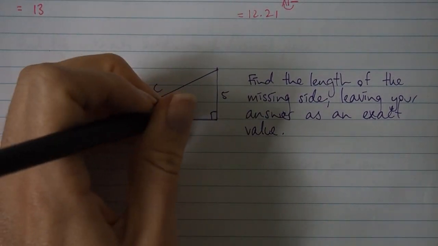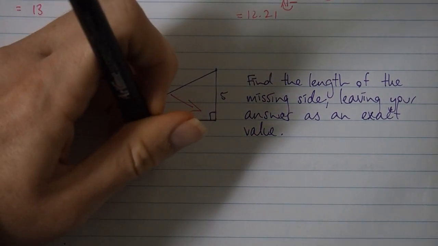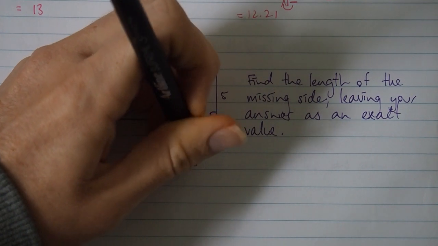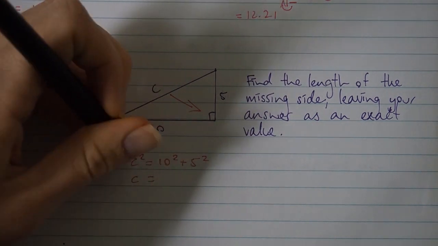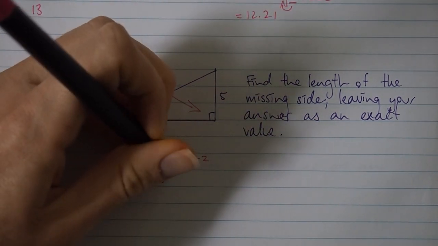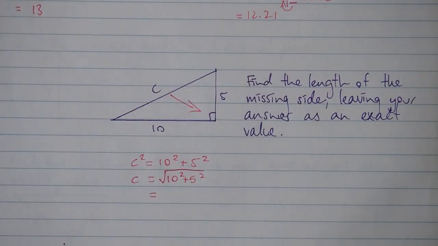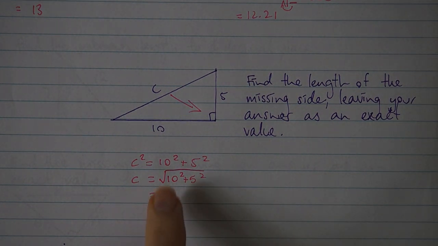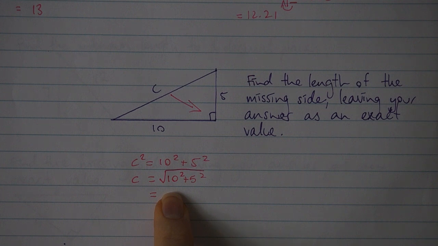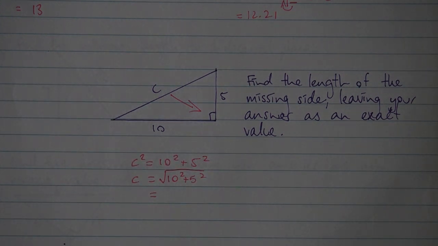So we'll write out Pythagoras' theorem using these sides of the triangle. Our hypotenuse is c because it's opposite the right angle. So we've got c squared is equal to 10 squared plus 5 squared. Square rooting c squared gives me c, the square root of 10 squared plus 5 squared. Now this time I actually want the square root in my answer, because if I put this straight in my calculator, I'm going to get an answer that is not a whole number and it ends up being a decimal. So I think it's something like 11.18.